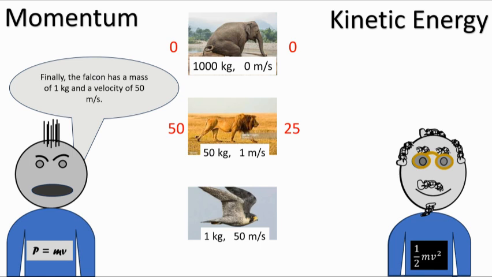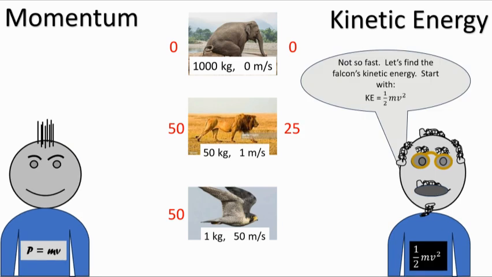Finally, the falcon has a mass of 1 kilogram and a velocity of 50 meters per second. Can you find the falcon's momentum? Start with P equals mv. Correct. The falcon has a momentum of 50. The falcon is just as good as a lion. They both have a momentum of 50.